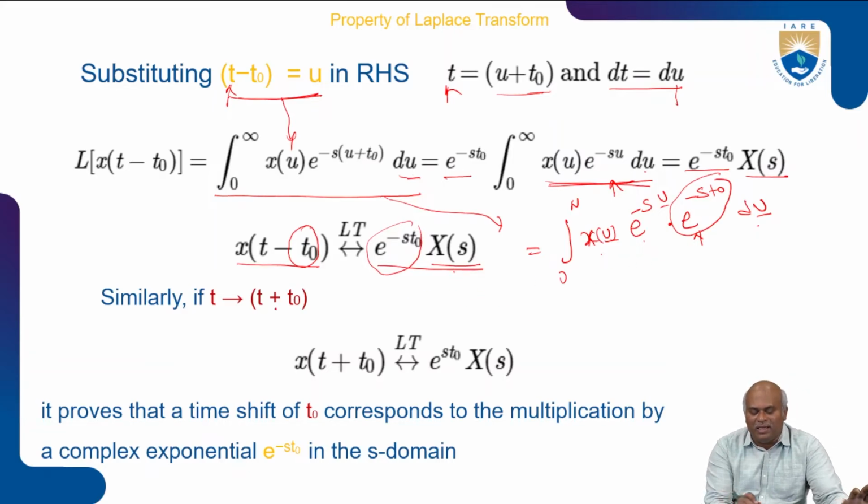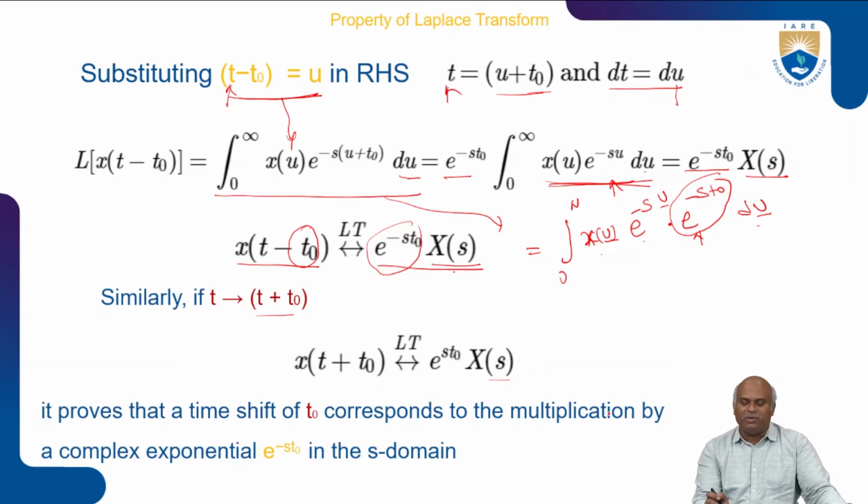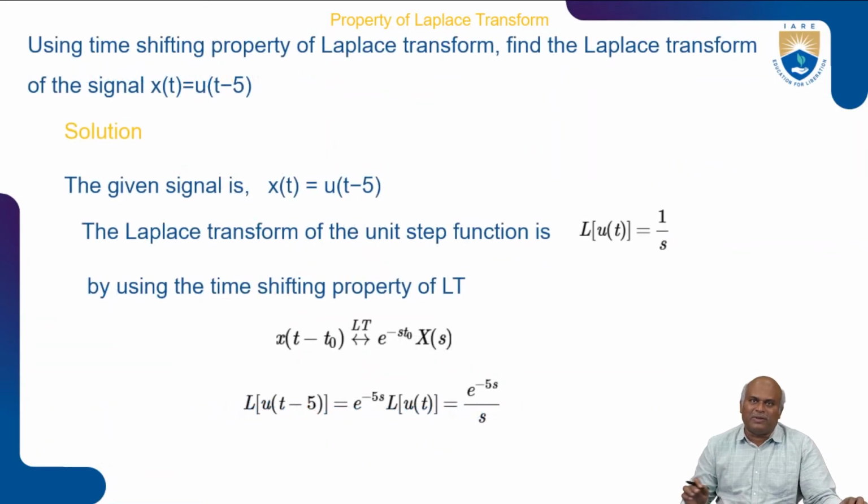So similarly, if I take t tends to t plus t0, the Laplace transform of x of t plus t0 is equal to e power plus s t0 x of s. Okay, it's proved that time shift of t0 corresponds to the multiplication by the complex exponential e power minus s t0 in the s domain. So we proved the time shifting property of Laplace transform.